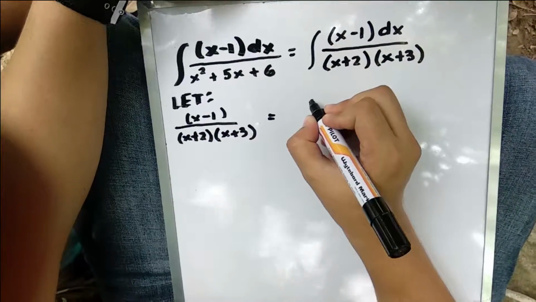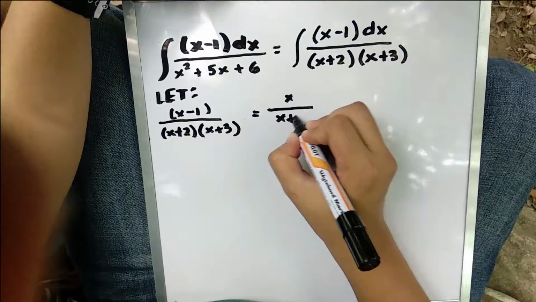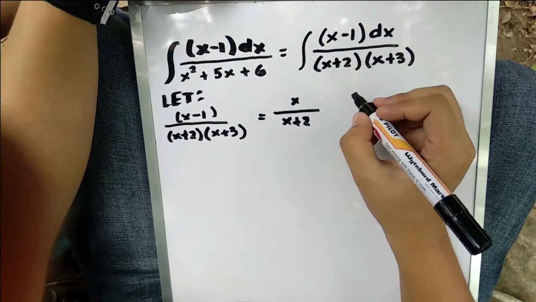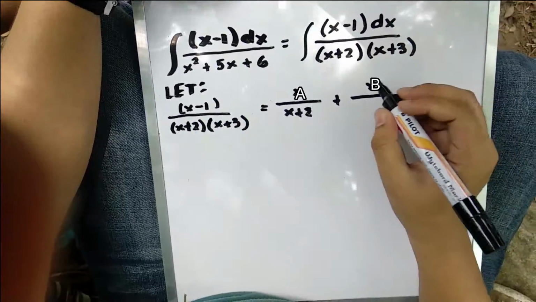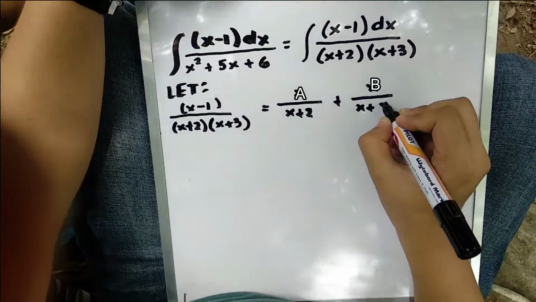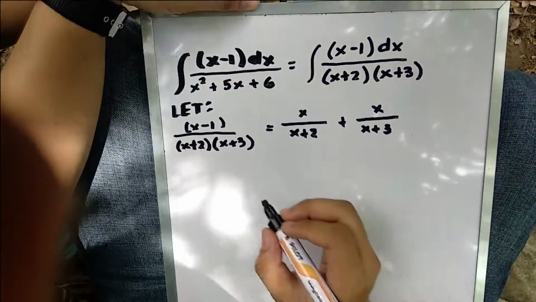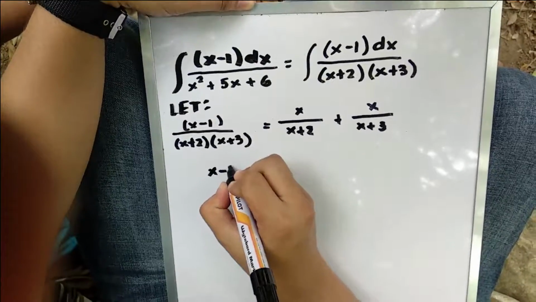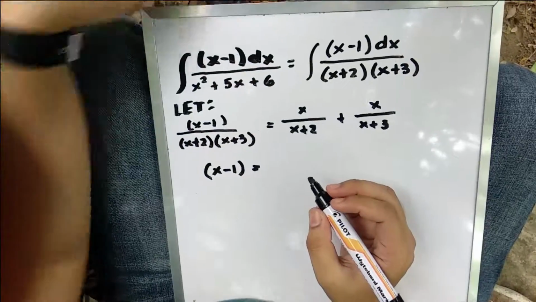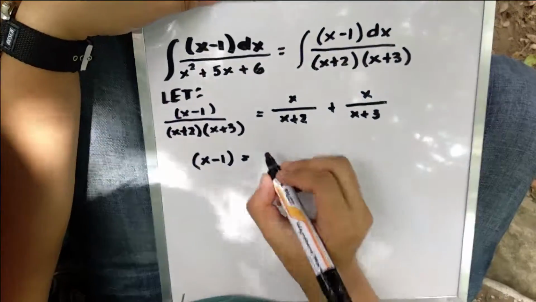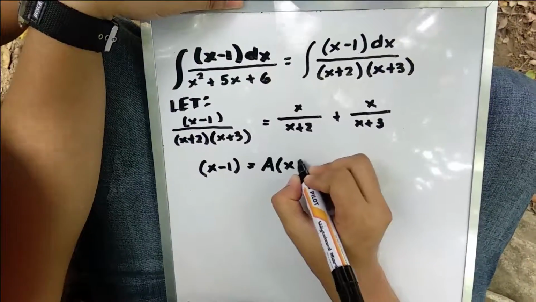Which is x minus 1 over x plus 2 times x plus 3 equals a over x plus 2 plus b over x plus 3. Then we will multiply through by the common denominator of x plus 2 times x plus 3 to get rid of all the denominators of the equation. Using that, what is left will be x minus 1 equals a times x plus 3 plus b times x plus 2.